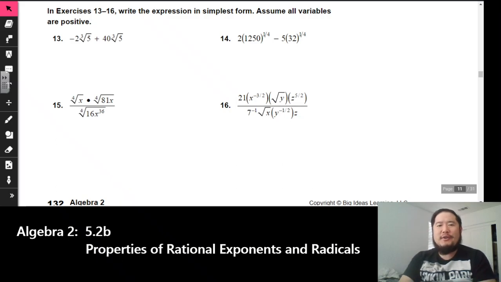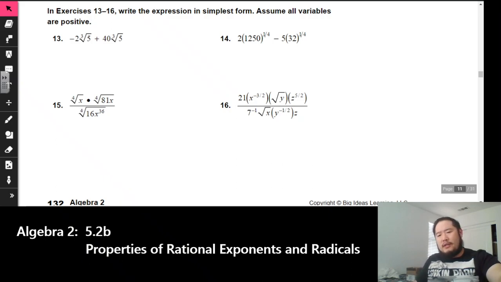All right, let's continue on right here in 5.2, properties of rational exponents and radicals. We're going to look at these four problems, writing the expressions in simplest form, assuming variables are positive. Now, a little side note: it's important to assume that variables are positive, especially when we're working with exponents.